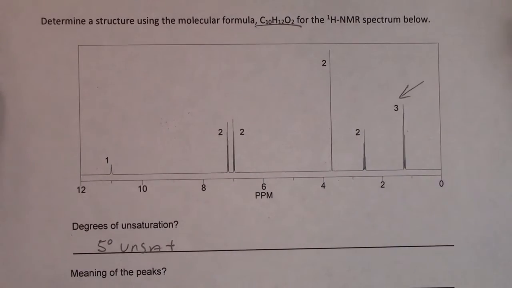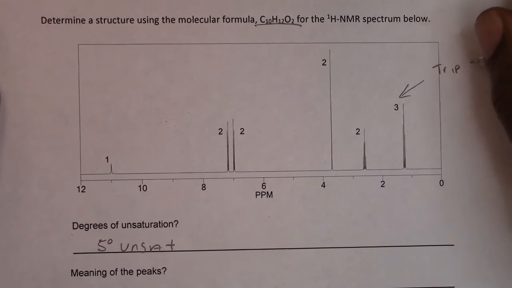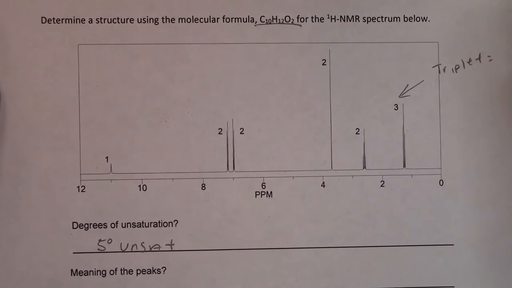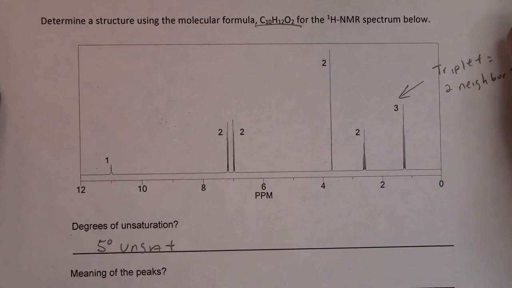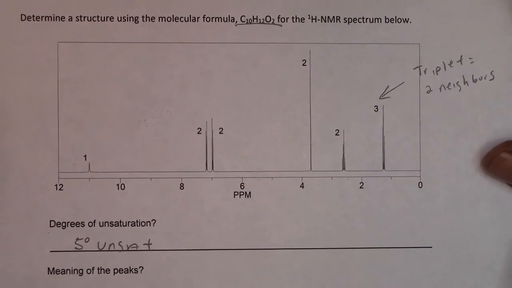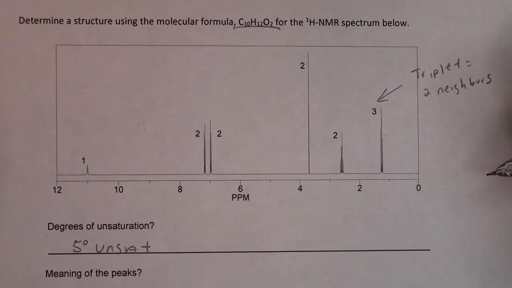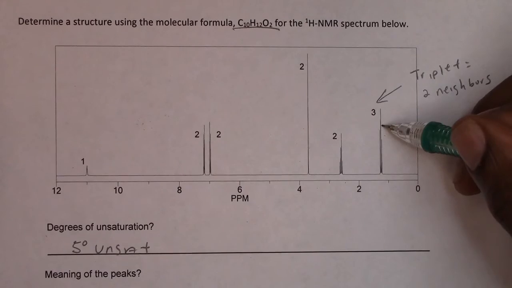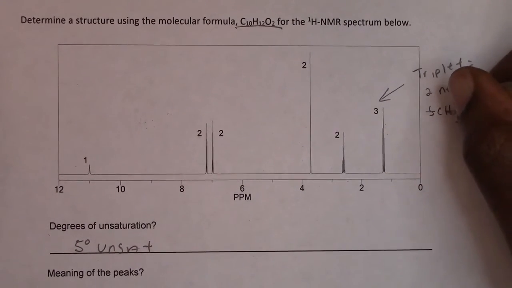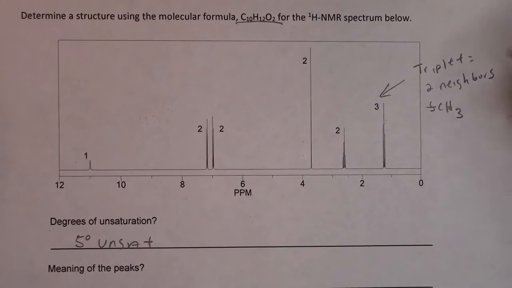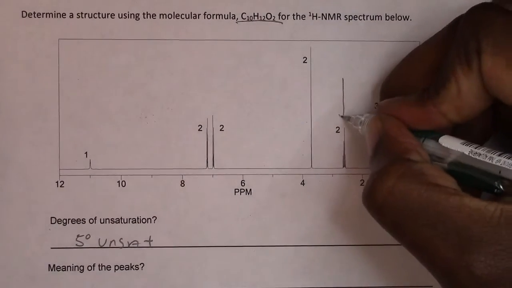So let's take a look at this first peak. We have a triplet that integrates to 3. We know that a triplet means that there are 2 neighbors of a different type. And since this integrates to 3, looking at the most reasonable, the most simple structural feature that could amount to this triplet, most likely this is a CH3.